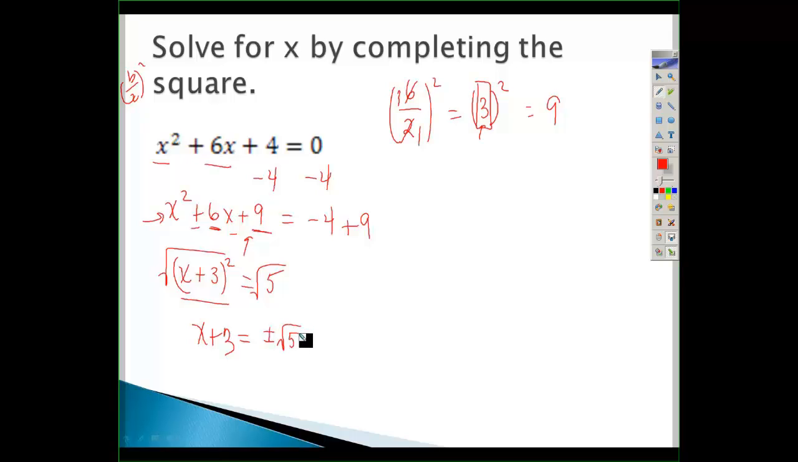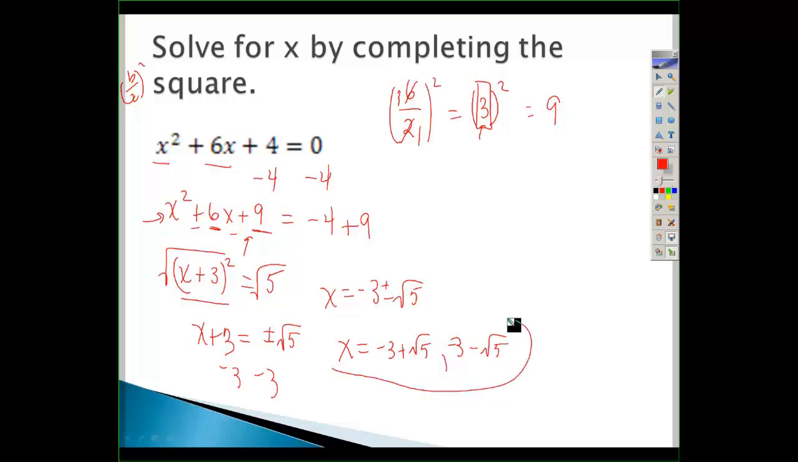Now we can continue to solve. Minus 3 on both sides. X equals negative 3 plus or minus the square root of 5. Remember that negative 3 comes in front of the plus or minus. So my two solutions are x equals negative 3 plus the square root of 5, or x equals negative 3 minus the square root of 5. These are my two solutions.